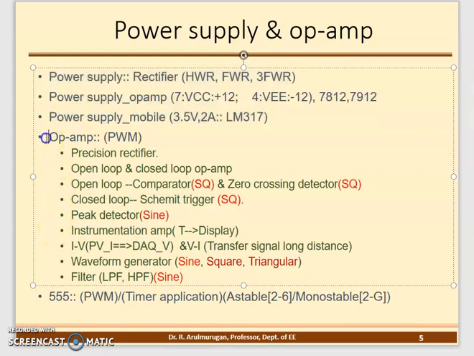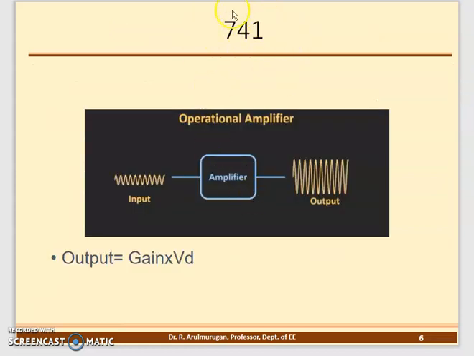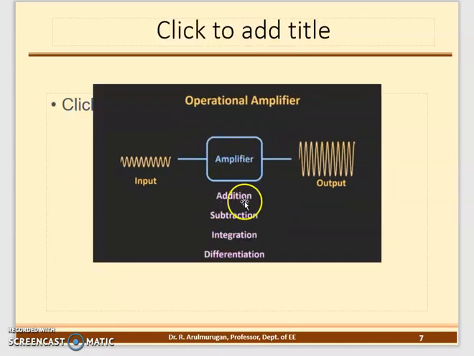Next one is the op-amp. An op-amp is developed for amplification purposes. You have seen the 741, one of the oldest op-amps. You can use this where the input is a low signal and the output is a higher signal. How is it produced? Because the op-amp can do addition, subtraction, integration, and differentiation.